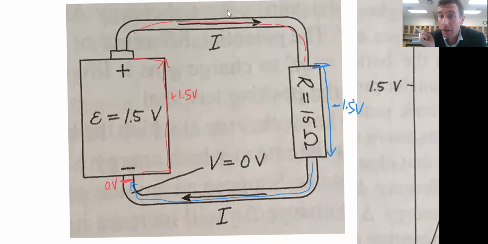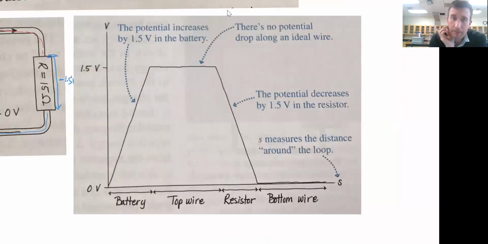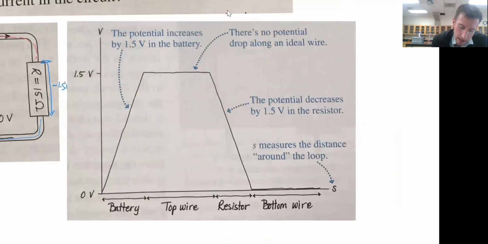So if I were going to graph that, let's take a look at what I end up with. Here's my graph. You can see that on the y-axis, I've got voltage or potential, and that is going from 0 to 1.5 volts. And then the horizontal, the x-axis, is the elements of the circuit. So we've got battery, top wire, resistor, bottom wire. You could also think of this as distance, kind of.